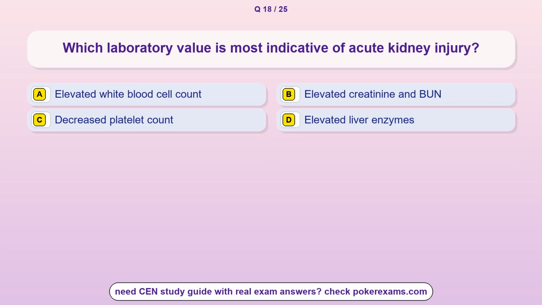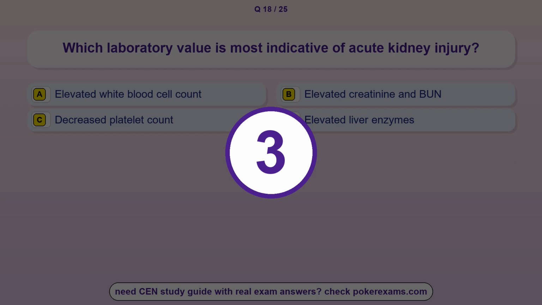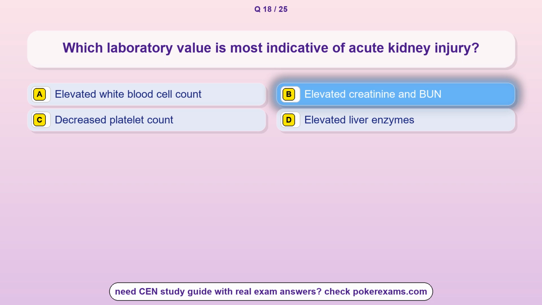Question 18. Which laboratory value is most indicative of acute kidney injury? Option A, elevated white blood cell count. Option B, elevated creatinine and BUN. Option C, decreased platelet count. Option D, elevated liver enzymes. The correct answer is option B, elevated creatinine and BUN.